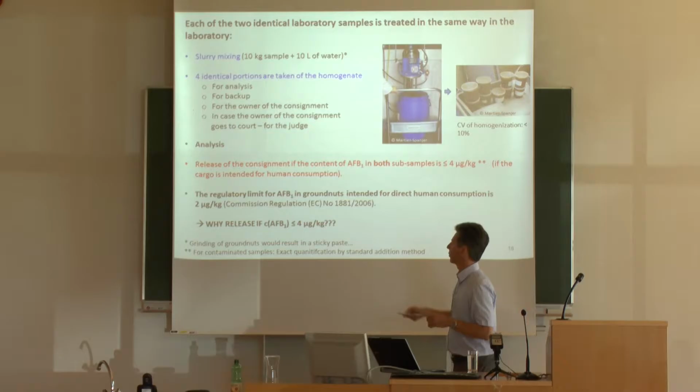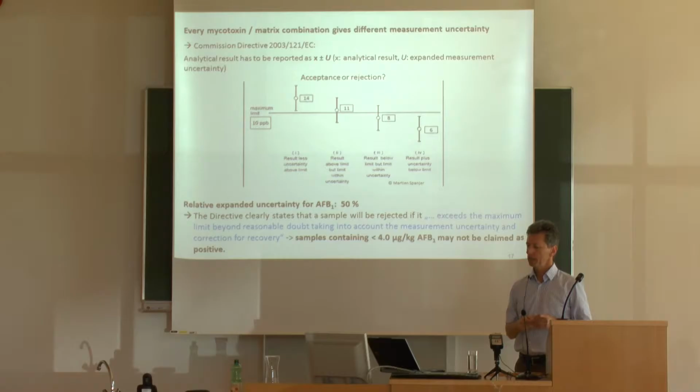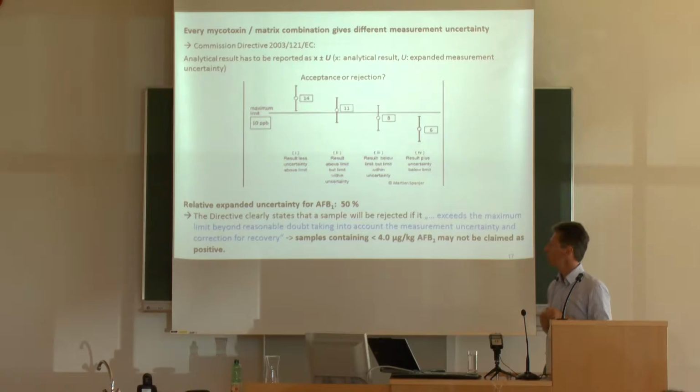And that can be clarified by looking at a very important aspect of sampling and regulatory control. We have to take into consideration not only the recovery of the result, but as a total, the uncertainty of the measurement. So the analytical result has to be reported as X plus minus U, which is the expanded measurement uncertainty for which we have a confidence level of 95%.